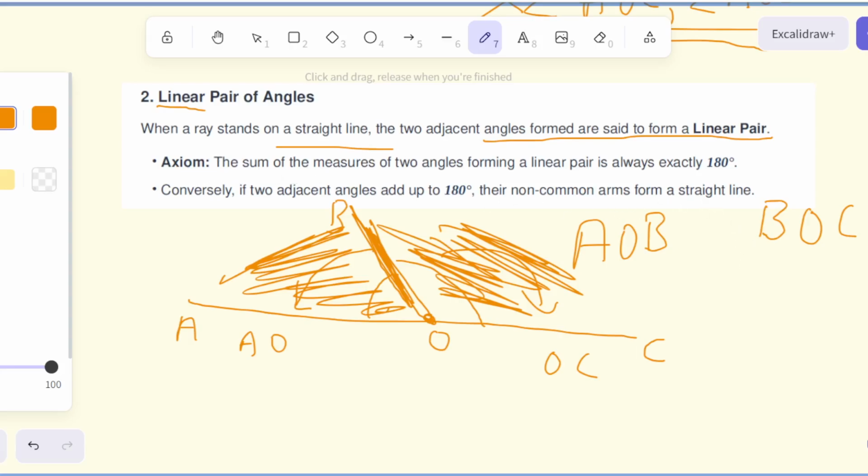So they are adjacent angles, but because they are on a straight line, they are known as a linear pair and they always add up to 180. Makes sense, right? That is one thing we did, linear pair. What else?